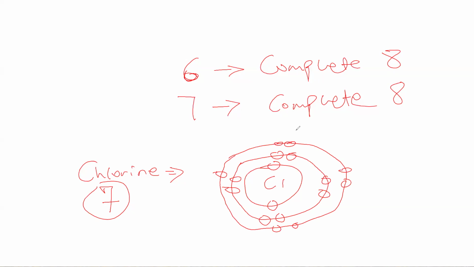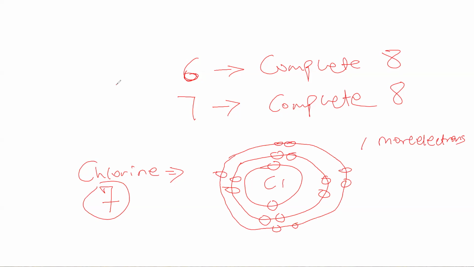1. Thank you very much. Why is it 1? Because it needs one electron to be eight. It needs one more electron in order to be 8 electrons completely, and it is in group 7. The same thing for oxygen.